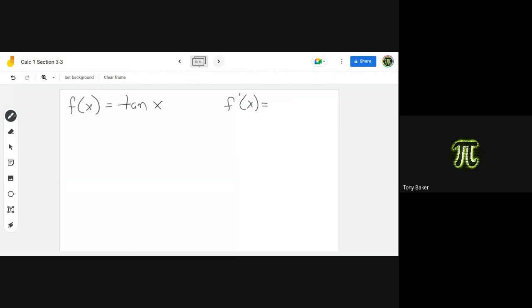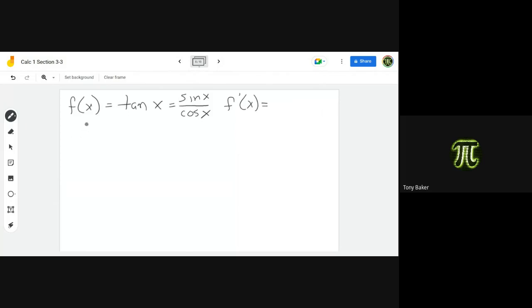How can we use what we already know to find this derivative? Yes. Tangent is sine of x over cosine of x. So now I can use what rule did we learn last week? We can use the quotient rule for this one.